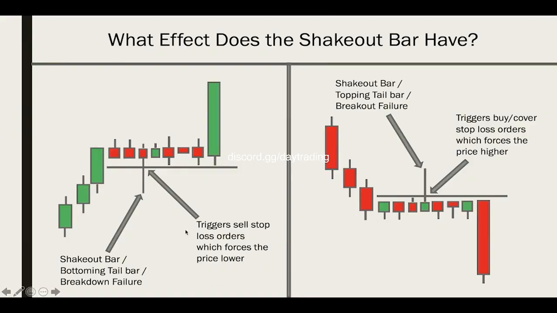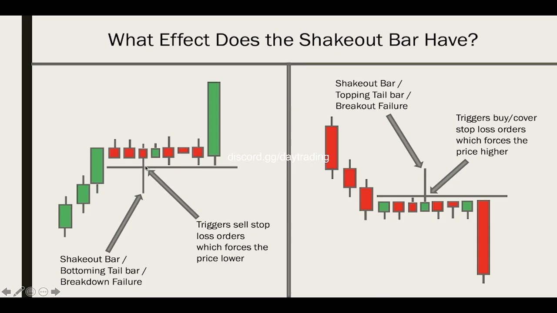So in plain view, this is the shakeout bar. And a shakeout bar, if you're looking at it, you might recognize it immediately. You might say, hey, listen, that's a bottoming tail. And you would be exactly correct. This is just a bottoming tail. You're absolutely right. However, what does this bottoming tail do for us?